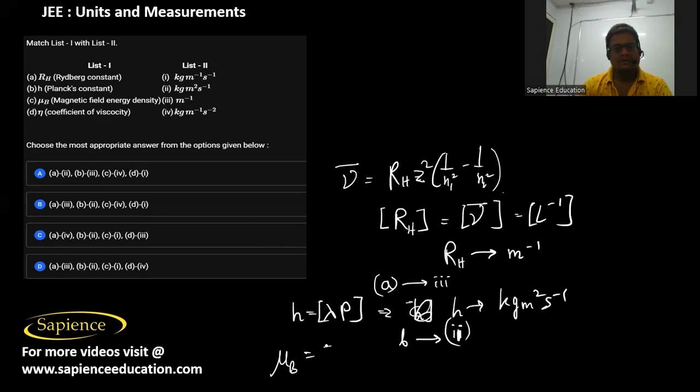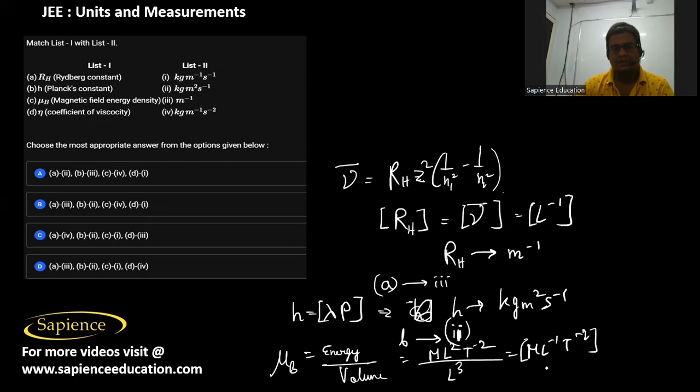So it is the magnetic energy per unit volume. So its unit will be the same as that of energy, which is ML square T power minus 2, divided by volume, which is L cube. So it will be ML power minus 1 T power minus 2. Therefore its unit will be kg per meter per second square.